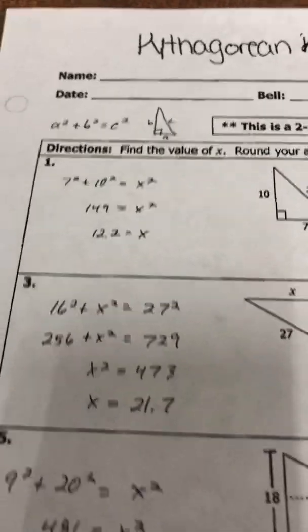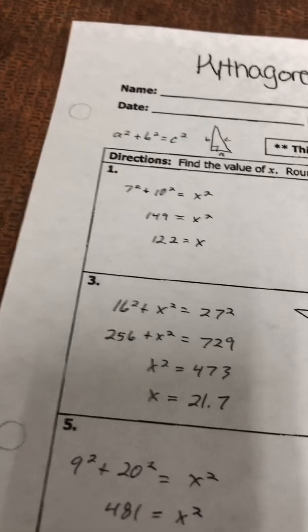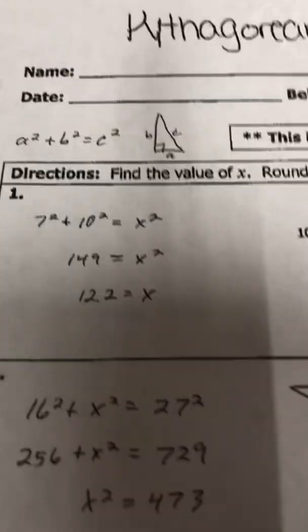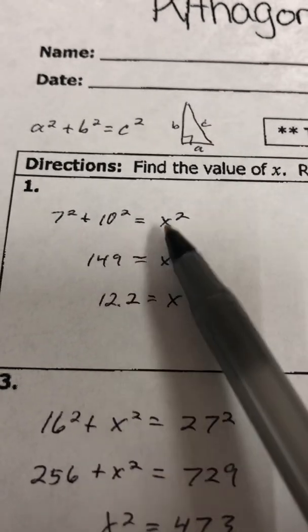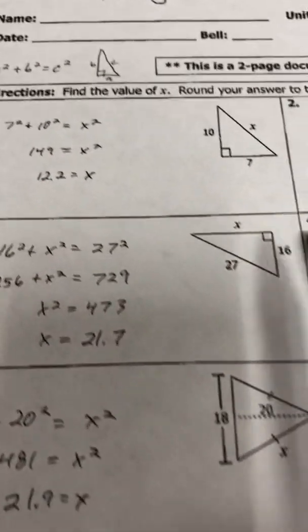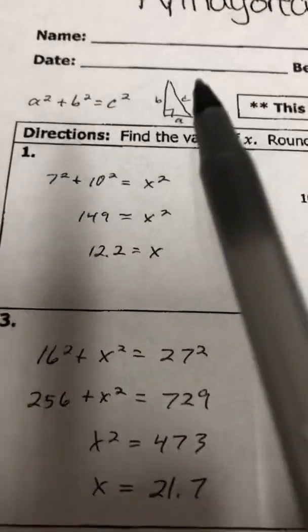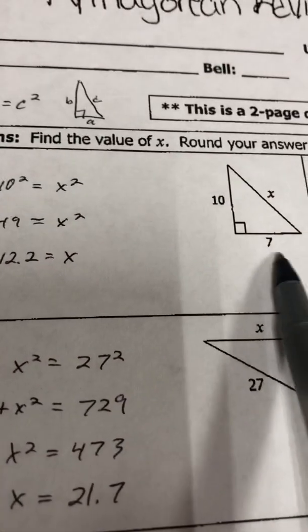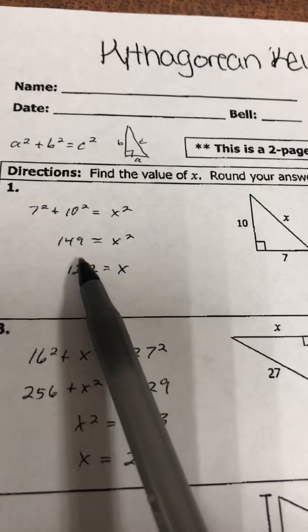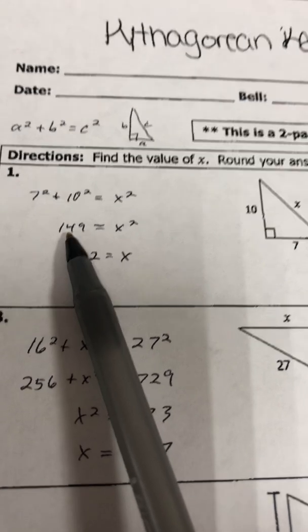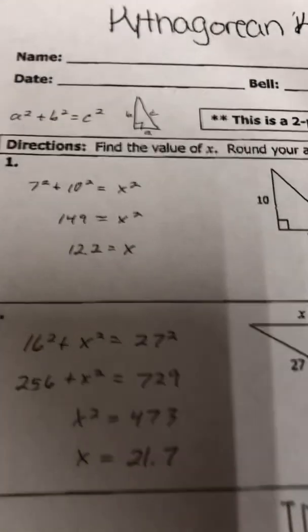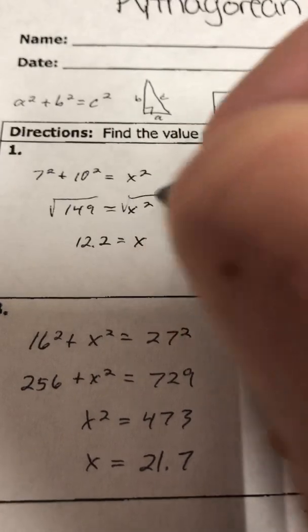Okay, moving on to the second page for his review, the practice Pythagorean theorem quiz. Remember, we're dealing with a squared plus b squared equals c squared when we're finding the values of these, because we see that these are all right triangles. So I have 7 squared plus 10 squared, and I find out that 7 squared plus 10 squared is 149. I take the square root of this.